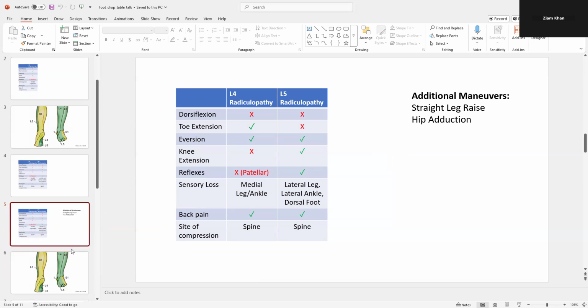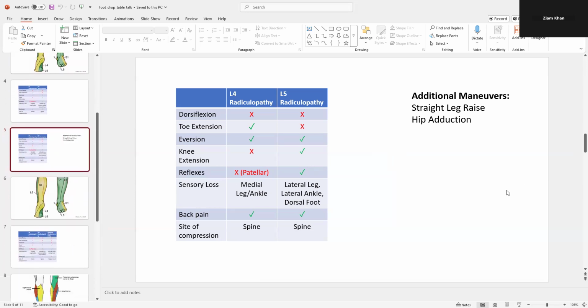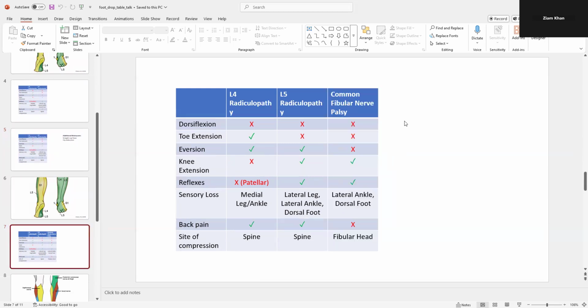Both of these can be hurt, usually in a disc herniation or something like that, and would be associated with back pain. So that's something that you want to keep in mind if you're getting a history and correlating that with your exam. A little bit farther down, if we're following these nerves, is the common fibular nerve palsy.